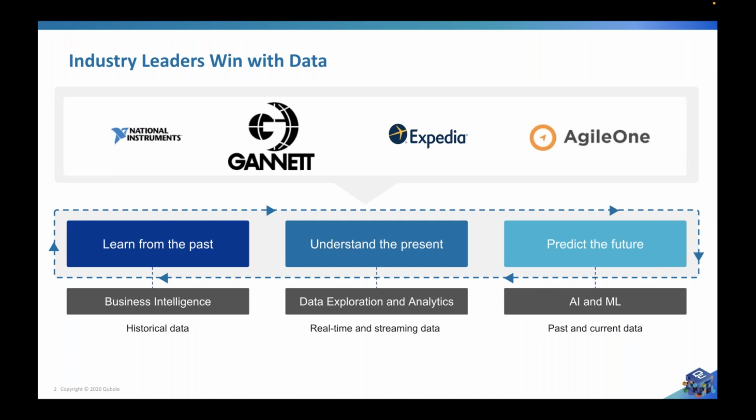This is what I was talking about: learning from the past, which is business intelligence on historical data, and understanding the present, which is data exploration, analytics, and real-time and streaming data. The third one is predicting the future, which is the AI/ML, and which involves both. It involves the past data on which you build your models, and the current data where you infer, using those AI/ML models.